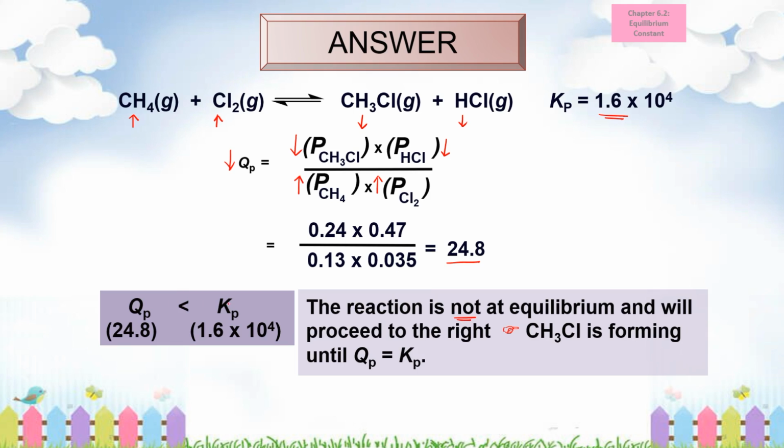Q is smaller than K. So which direction will it proceed? Since the partial pressure of the reactants is high, the system will proceed to the right in order to increase the pressure of the products. Because it shifts to the product side, it will form more CH3Cl.